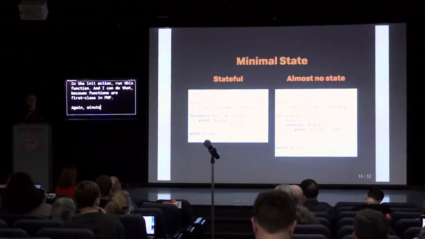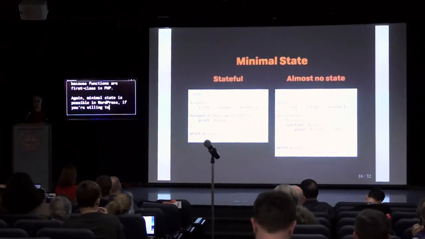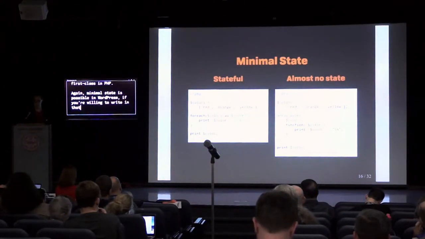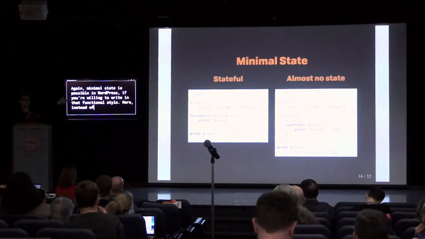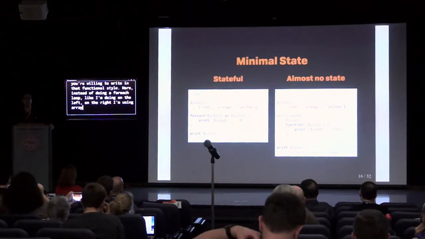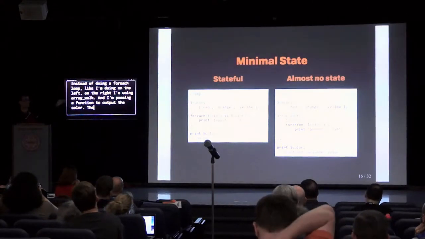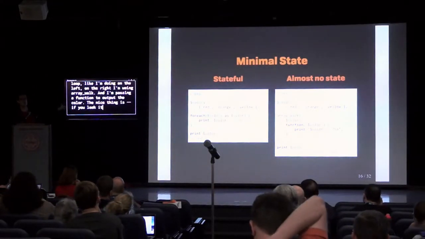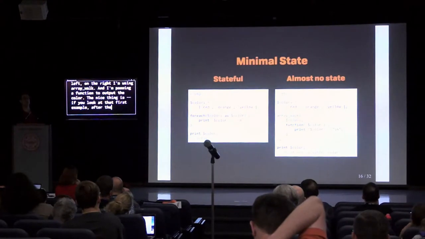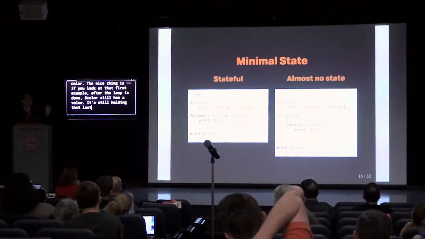Again, minimal state is possible in WordPress if you're willing to write in that functional style. Here, instead of doing a foreach loop like I'm doing on the left, on the right I'm using array walk, and I'm passing a function to output the color. Well, the nice thing is, if you look at that first example, after the loop is done, $color still has a value. It's still holding that last color in the array.